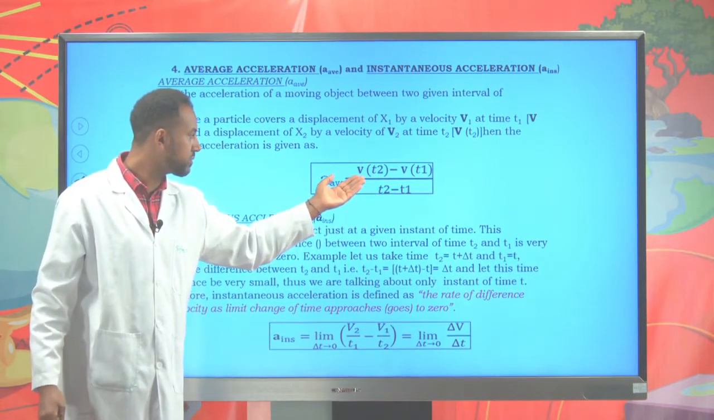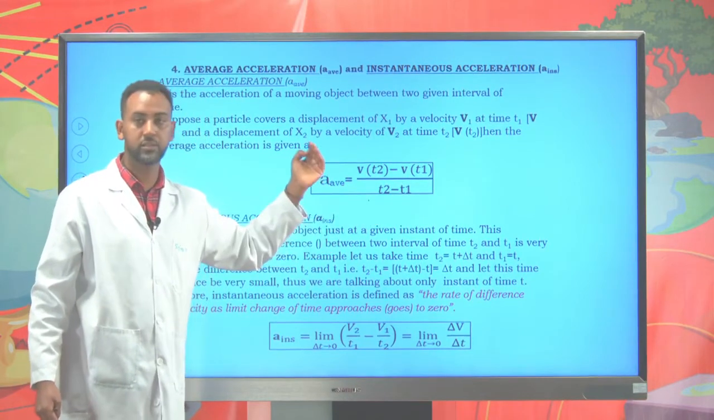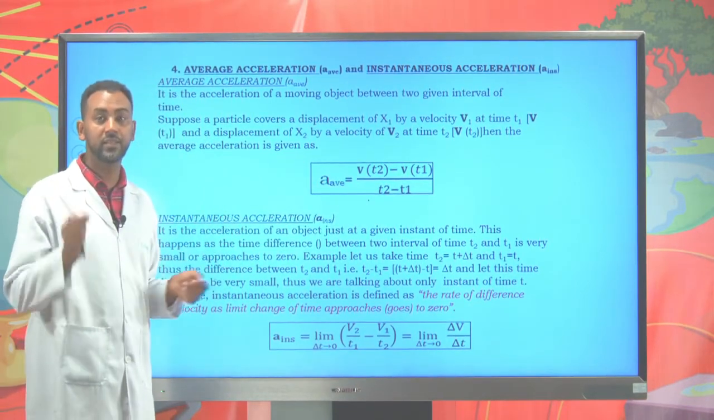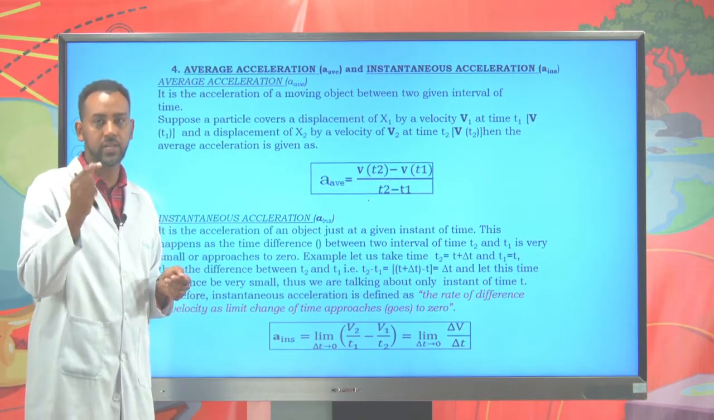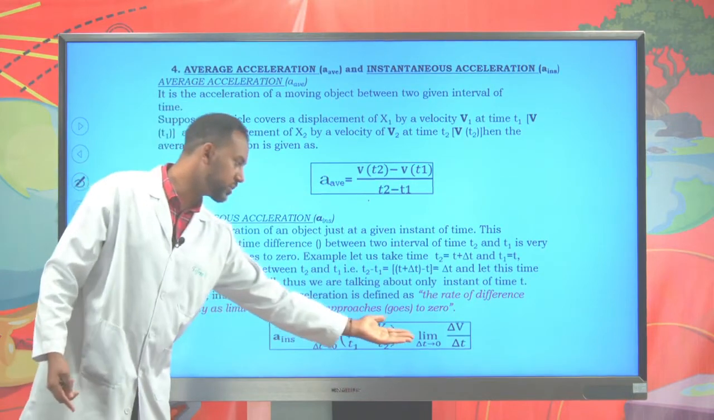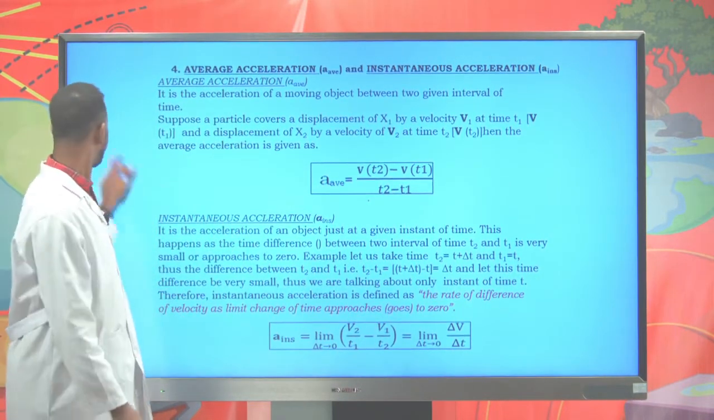The velocity at time t2 minus velocity at time t1 over t2 minus t1 is average acceleration. Whereas if you are asked to find instantaneous acceleration, it's acceleration at a given instant of time t. Therefore, it's possible to use the derivative of the velocity function.